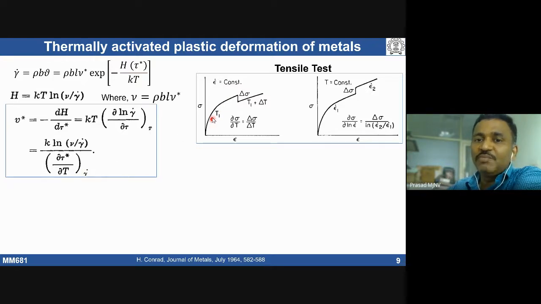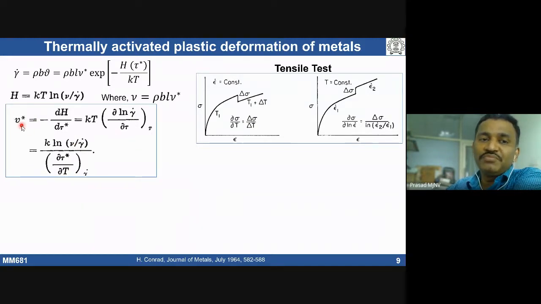I deform the material at temperature T1 initially. Then I suddenly change the temperature, increasing it by some delta T. With increasing temperature, the stress usually comes down. Now I have a delta sigma for a change in temperature delta T. So if I take the change in stress with temperature, I can get the activation volume, because the strain rate is constant, K is constant, and nu is also constant.